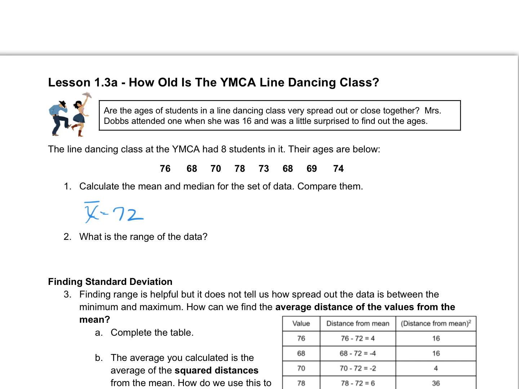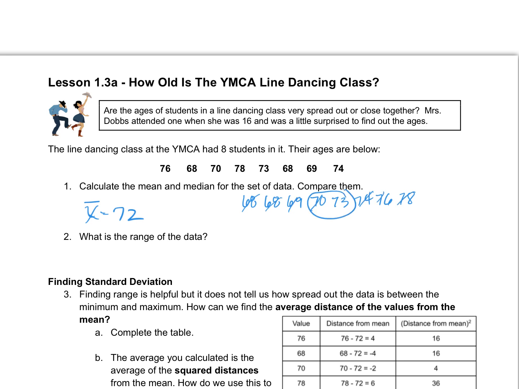All right, so let's order them. So we get what? We have two 68s, a 69, a 70, and then 78. 6, 7, 8. All right. And then find the middle.